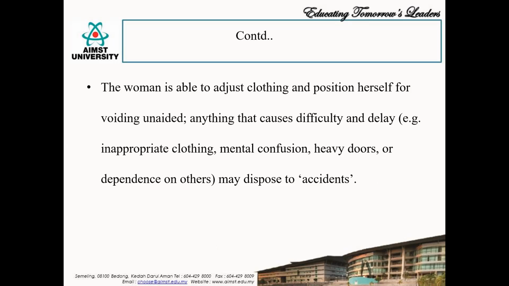Is that clear? So they may not be able to open the toilet knobs properly. They may not be able to reach or open the bathroom. Sometimes they reach the bathroom, somebody else is there inside the bathroom, so they are not able to hold. So these are some of the external factors which will be affecting micturition.